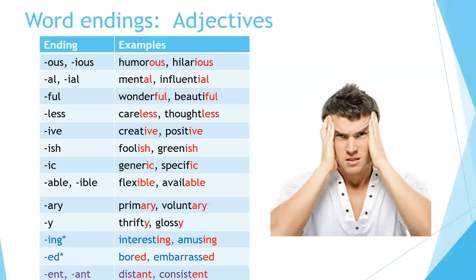These are in blue because they also indicate verb endings, but in this case they're adjectives. E-D: bored, embarrassed. E-N-T and A-N-T. These are in purple because they also indicate noun endings, but in this case they are adjectives. For example, distant, consistent.